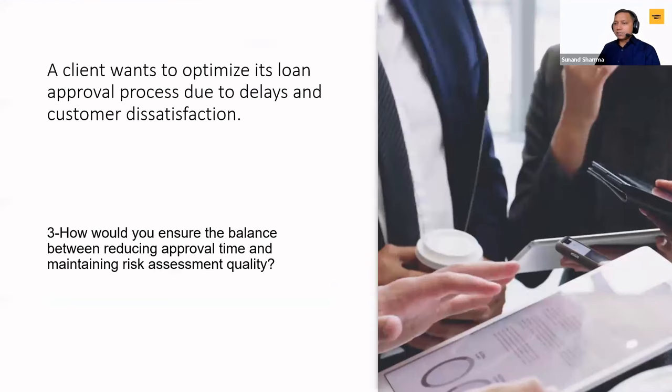The next question over here is, how would you ensure the balance between reducing the approval time and maintaining the risk assessment quality? So maintaining a balance between reducing approval time and ensuring a thorough risk assessment is very important. And my approach is to implement an automated underwriting system. So by using advanced algorithms and AI to handle straightforward cases, that can significantly reduce the processing time. Now, these systems can flag high-risk applications for more detailed manual review.